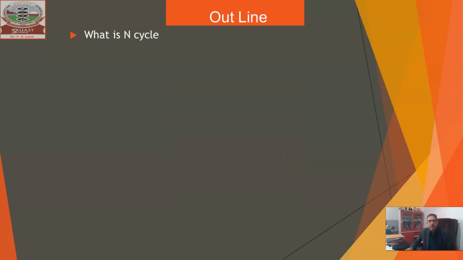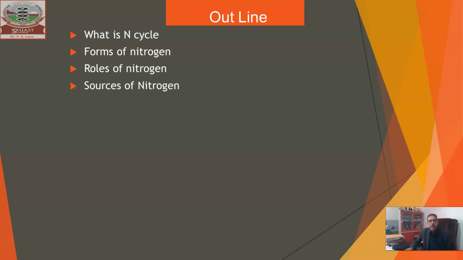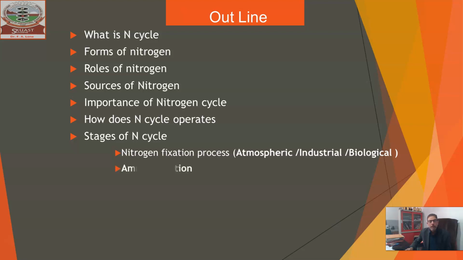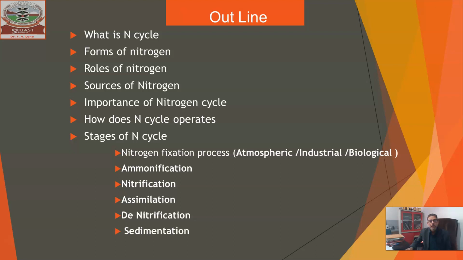The broad outline of this lecture is that we need to first study what is nitrogen cycle, what are the different forms of nitrogen, what are the different roles of nitrogen in this universe, sources of nitrogen, importance of nitrogen cycle, how does nitrogen cycle operate, stages of nitrogen cycle, like nitrogen fixation process, ammonification, nitrification, assimilation, denitrification, sedimentation, and finally conclusion.